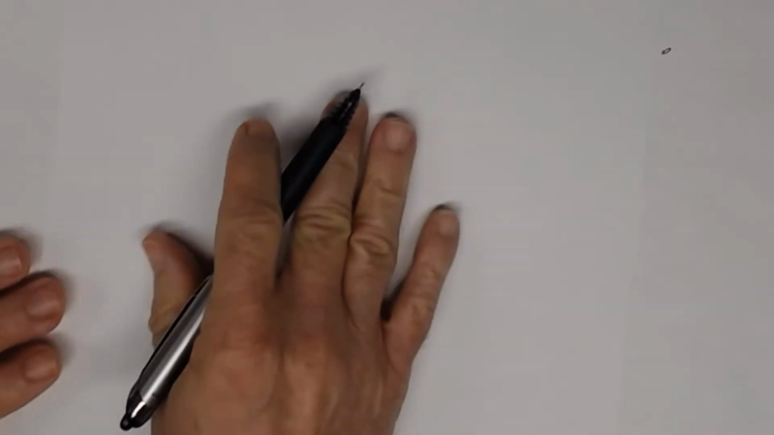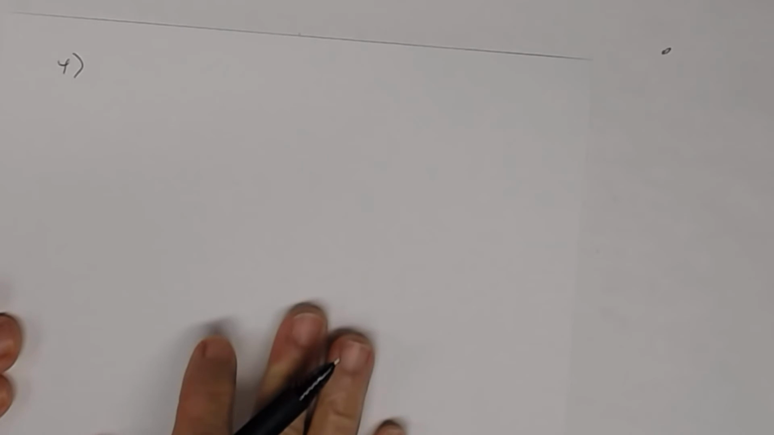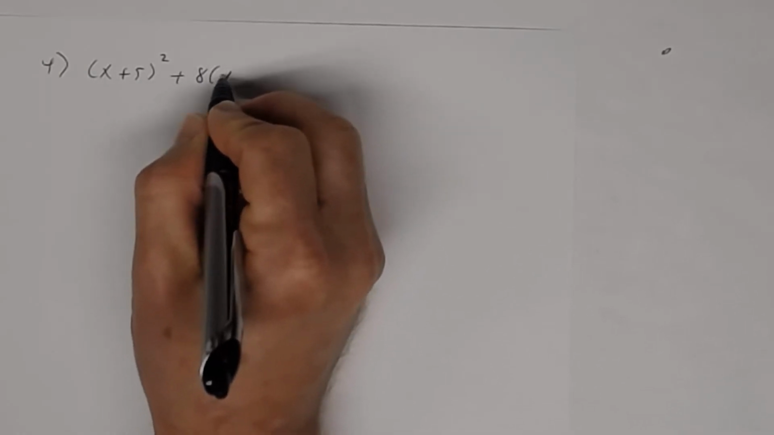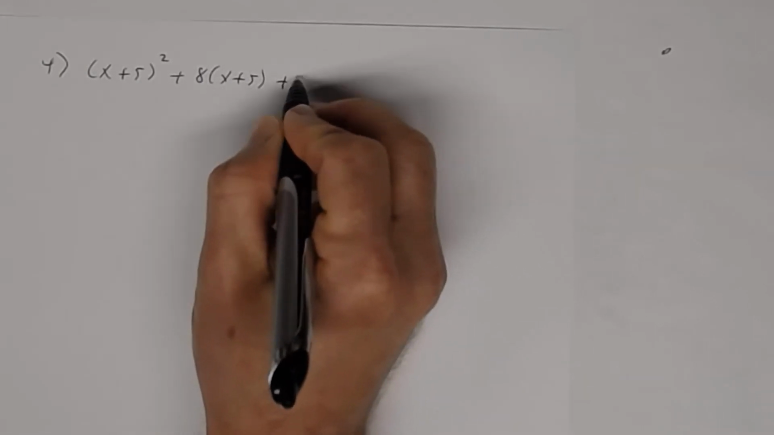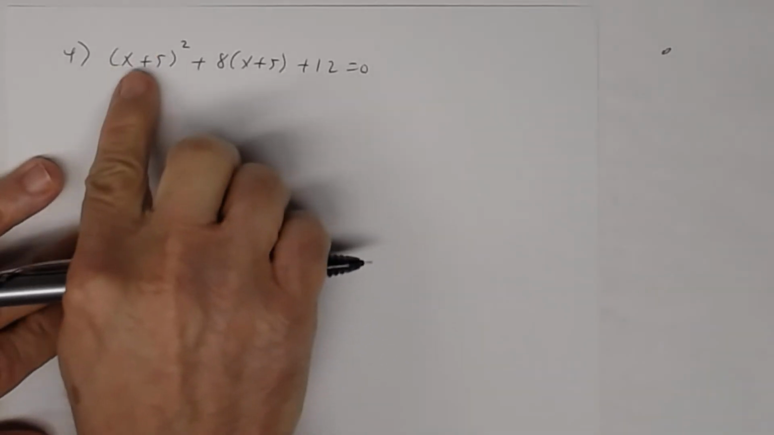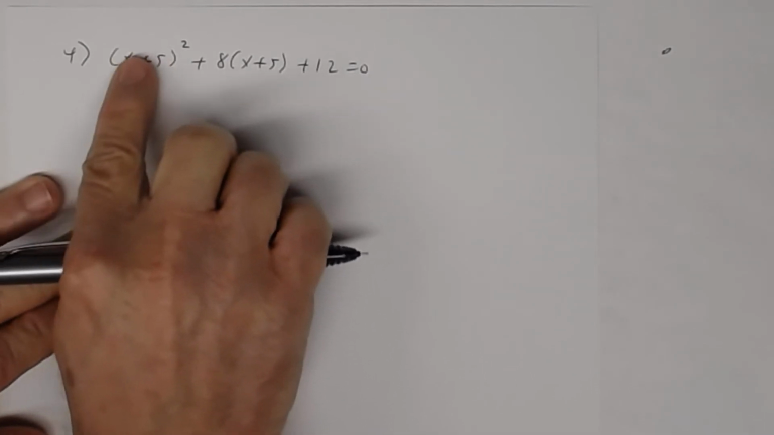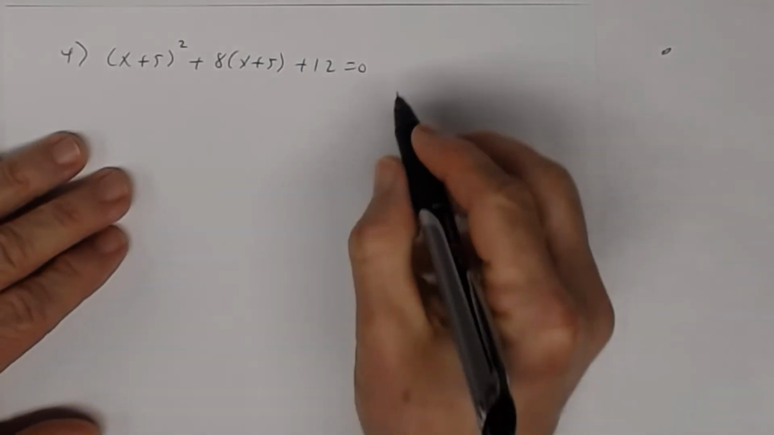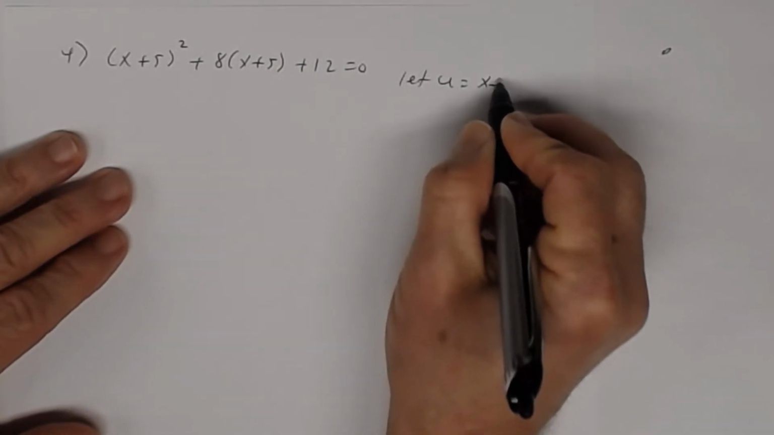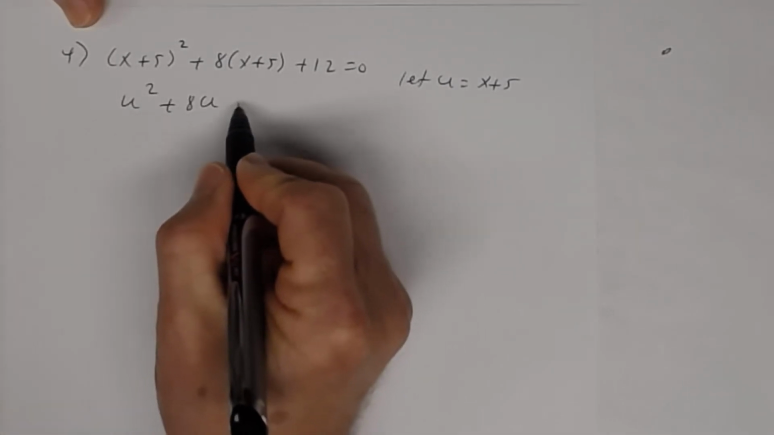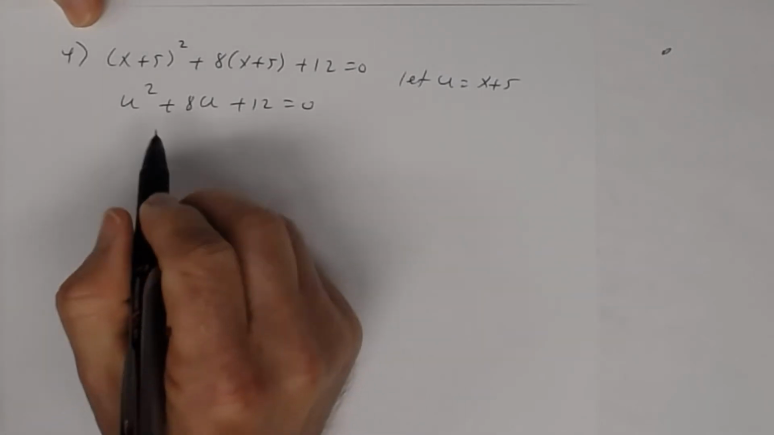Let's look at number 4. So in number 4, we have this problem. We have x plus 5 squared plus 8 times x plus 5 plus 12 equals 0. And again, let's do that substitution. What some students are going to want to do is they're going to FOIL this out, multiply this, and go from there. I'm using substitution in these problems. So we're going to let u equal x plus 5. And when I do that, I get u squared plus 8u plus 12 equals 0.